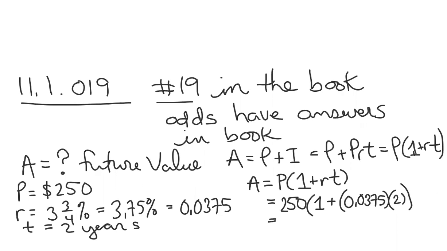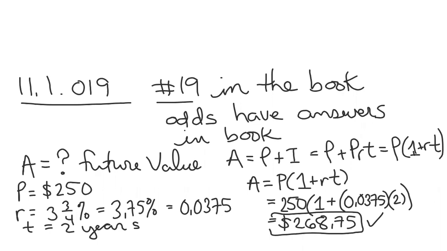So in the calculator, I would type 2 times 0.0375, enter, plus 1, enter, times 250. And I have a resulting dollar amount value of 268.75, which checks out. So that answer does match. The trick here was in the rate, I think.